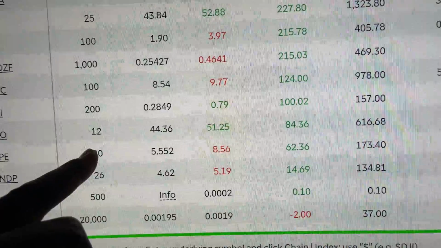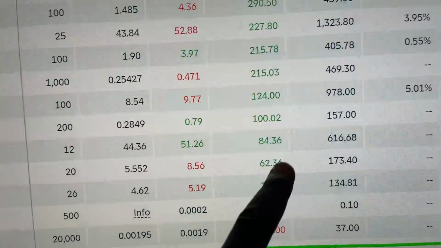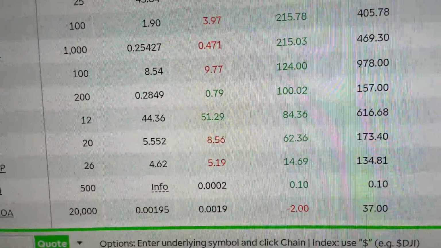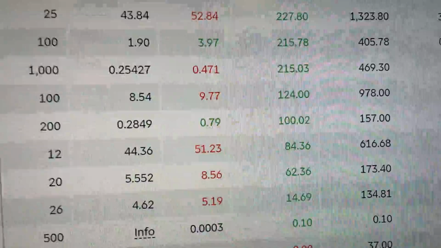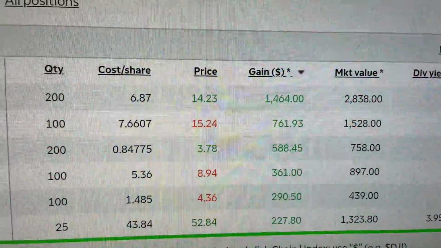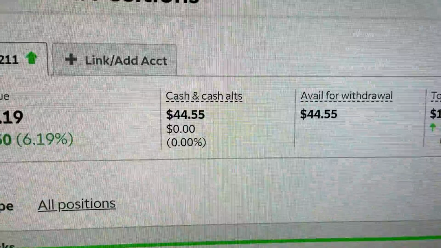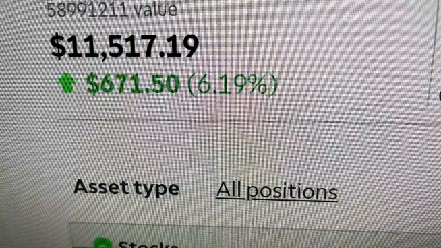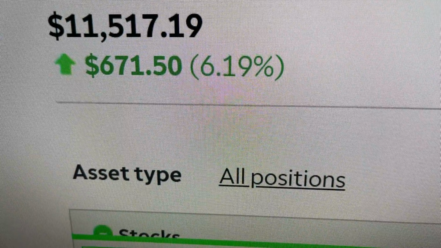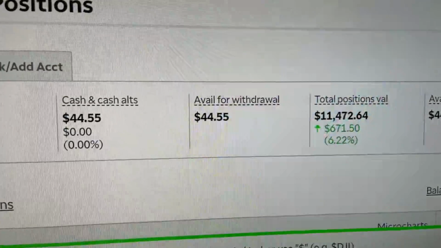CPE, 20 shares. Cost per share was $5.55. So as you can see, my profit was $62. So basically, that's what I'm going to be doing from now on. That'll make it easier for me to make these videos in order to track what the market's doing. So let me just see what happens if I refresh it. Okay, on refresh right now, I'm up $671 for the day. So from now on, that's how I intend to progress.